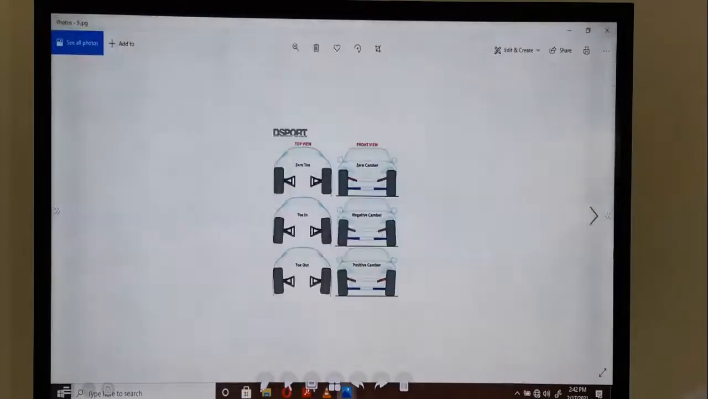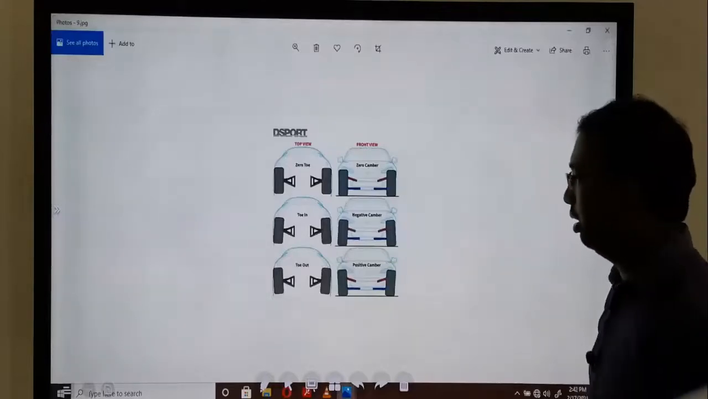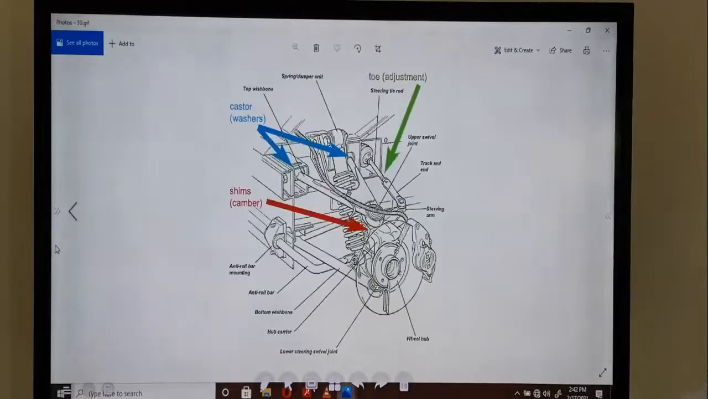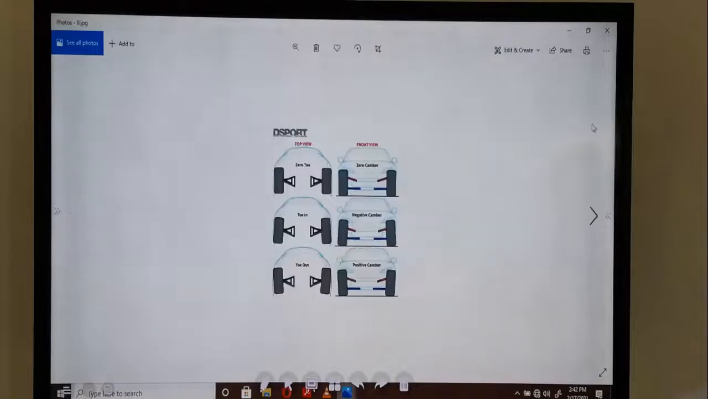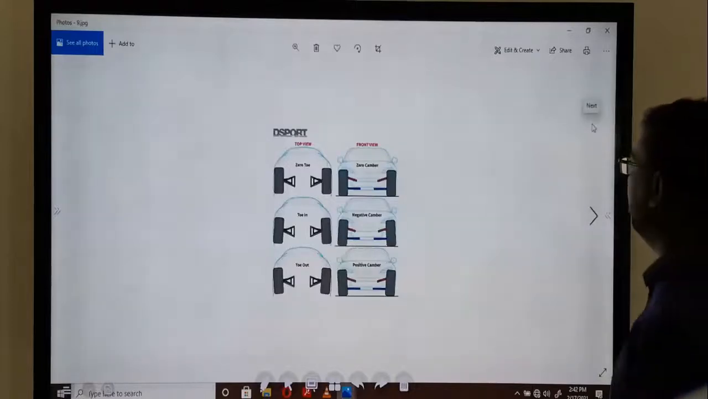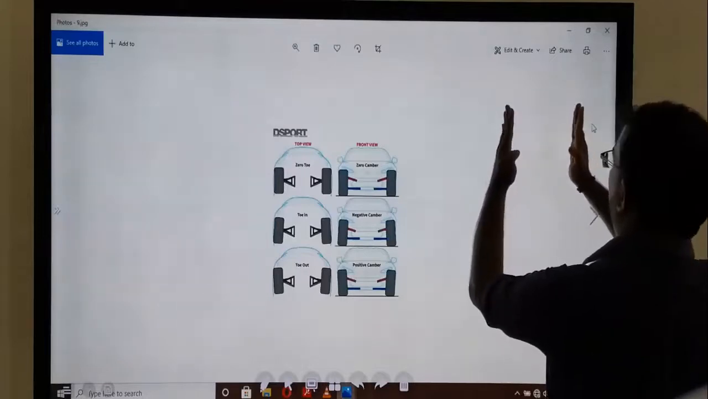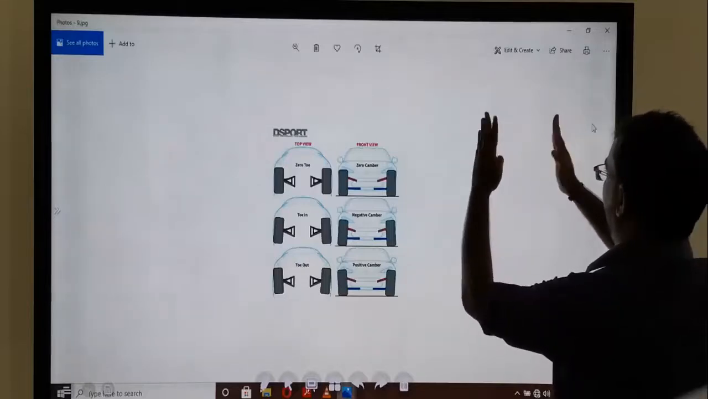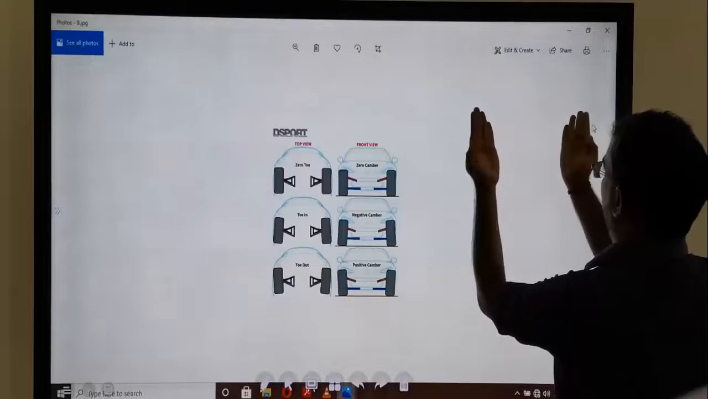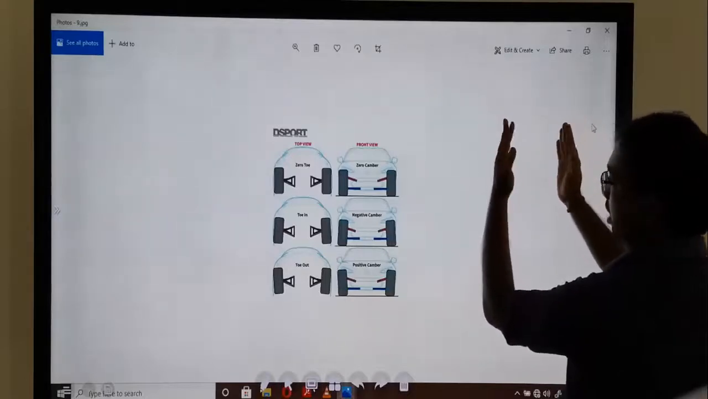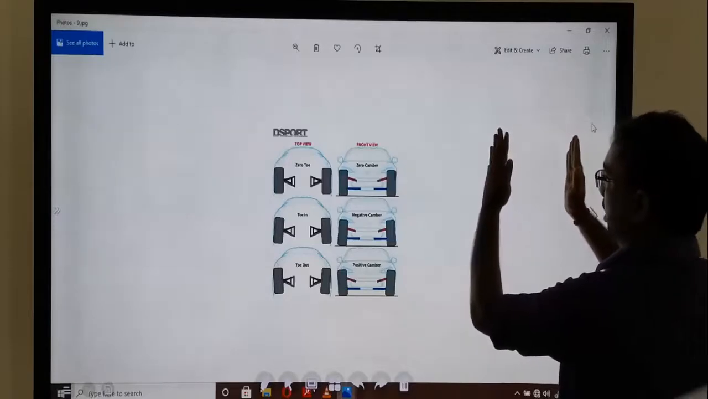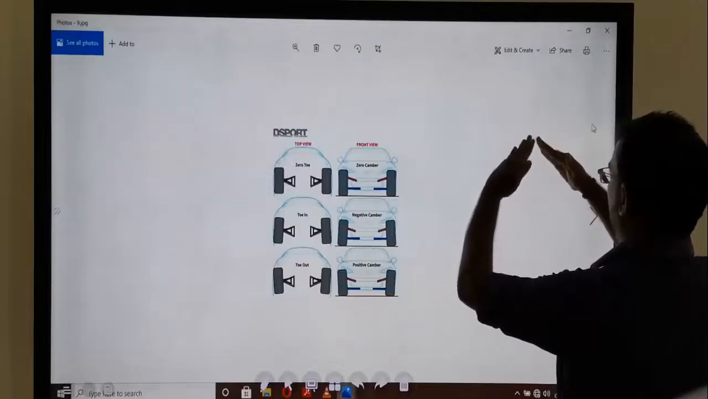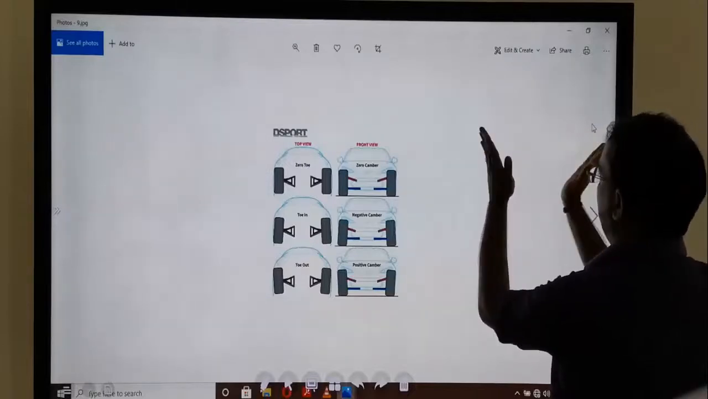I will explain again. Look at my hands. The toe: this is the wheel, and now this is vertical. Toe in means the wheels come in like this. Toe out, the wheels are like this. Camber: this is zero camber. Negative camber is when it moves this way. Positive camber is like this.